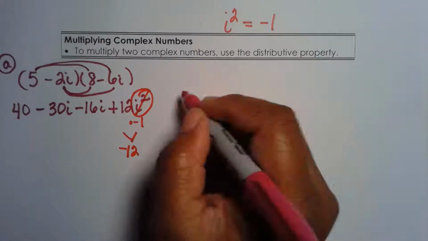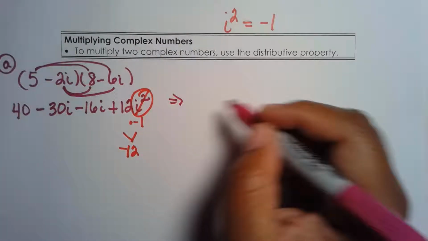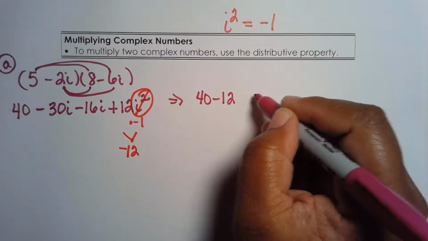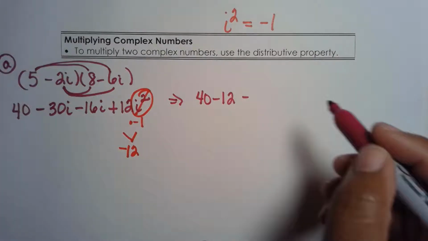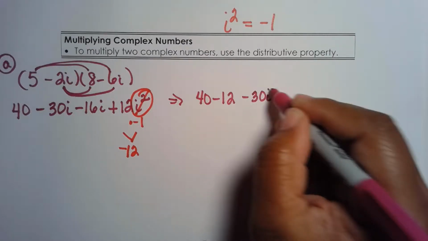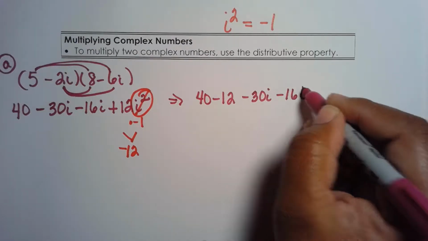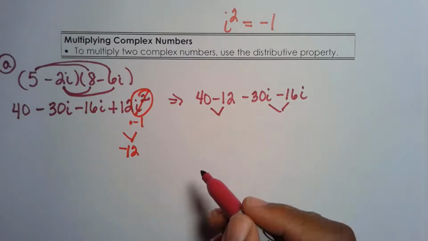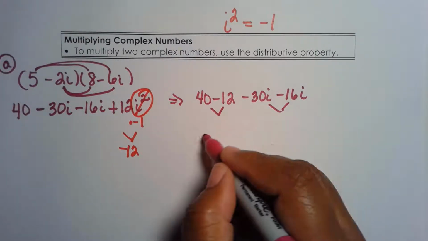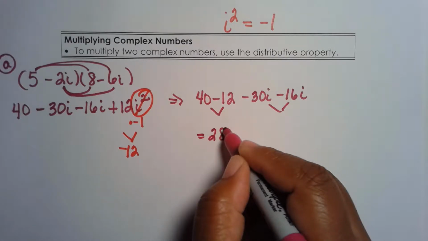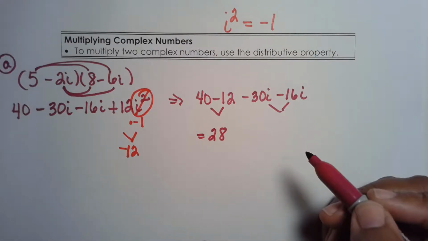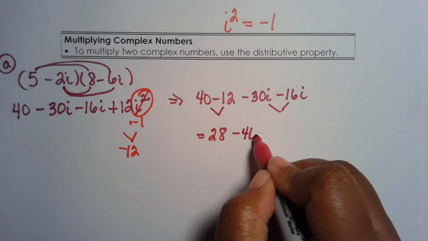So now let's bring together our like terms. We have 40 minus 12. Then we have our imaginary parts. We have negative 30i and minus 16i. And then let's simplify. 40 minus 12 is 28. And negative 30i minus 16i is negative 46i.